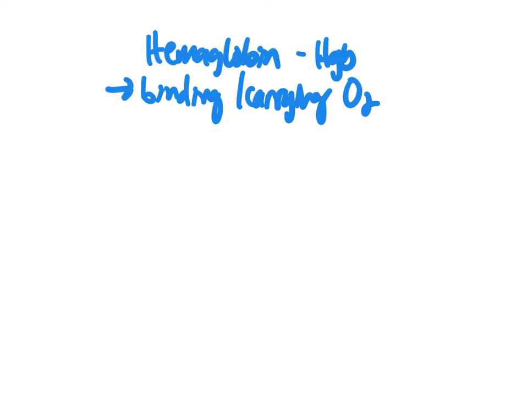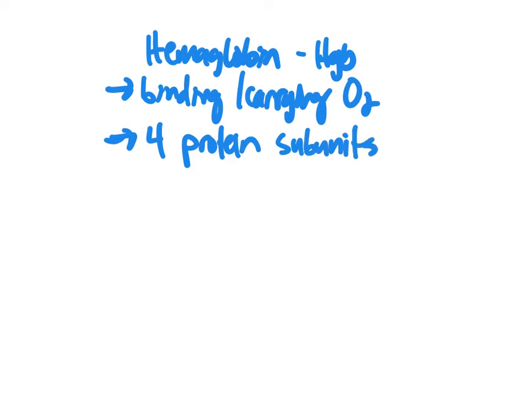So hemoglobin is composed of 4 protein subunits, and I think we talked about this in anatomy, so hopefully this is a little bit of a review for you, but there are 4 protein subunits for each hemoglobin molecule. So in normal adult hemoglobin molecules, there are 2 alpha subunits and 2 beta subunits, and that's what we would consider to be normal adult hemoglobin.